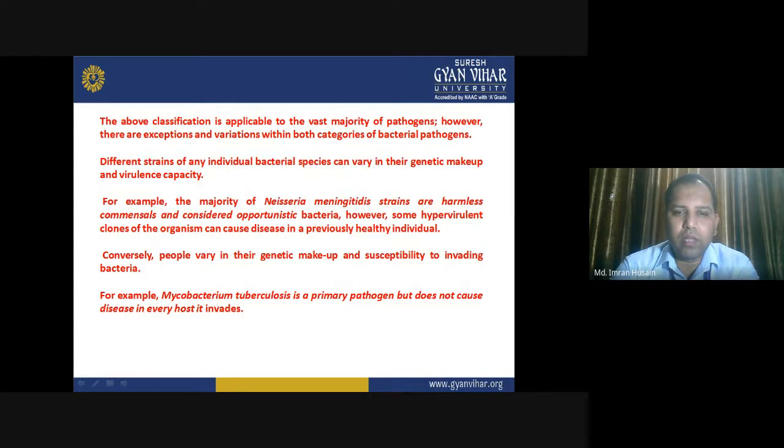For example, Mycobacterium tuberculosis is a primary pathogen but does not cause disease in every host it invades. So, Mycobacterium tuberculosis can behave like an opportunistic pathogen. Okay, it will invade your body, but if your immune system is up to the mark and your body is really strong, then it won't cause any disease in you. But if the host becomes weak and the immune system becomes compromised, it will immediately attack the host. And until that stage arrives, it will be there inside the body in a dormant phase.